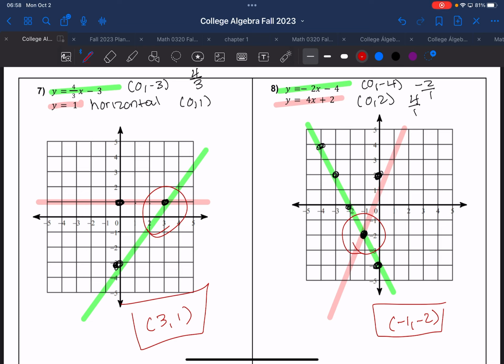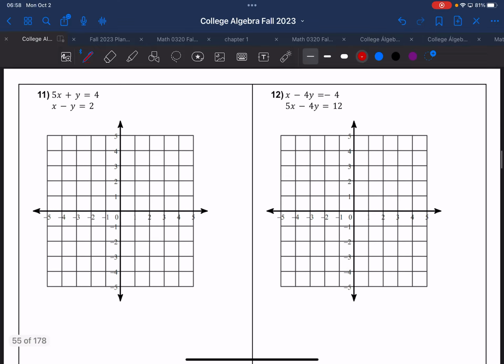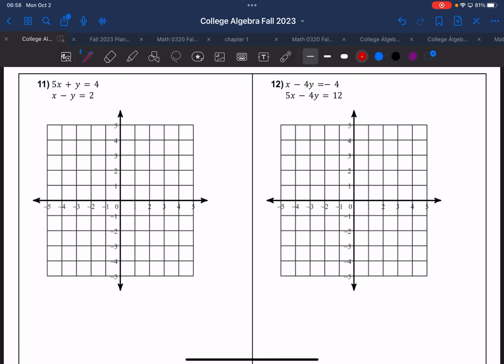Okay, so how are you guys feeling about this so far? Pretty easy? Okay. We're going to go ahead and skip 9 and 10. So that's more of the same. And we're going to go to 11 and 12. So what's the difference from 11, 12 from the rest of the problems we were doing? Good, they're in standard form. So in order to plot these, we need to put them in the slope-intercept form. So that will be our first step.